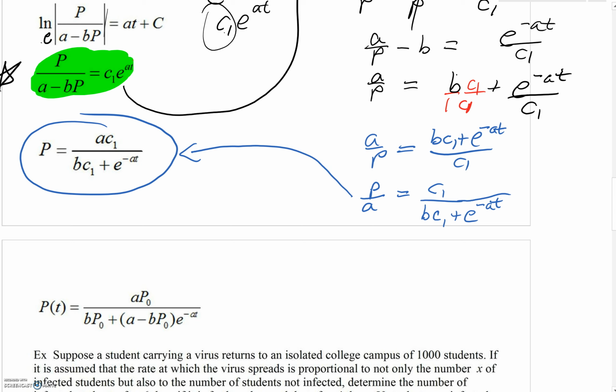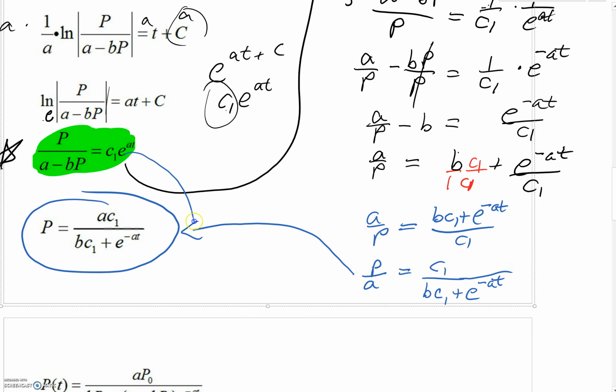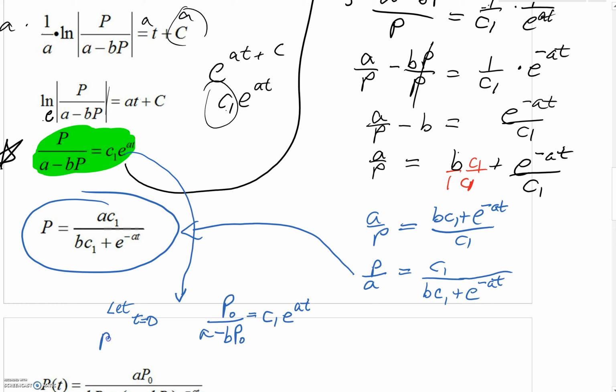If we were to go back to this green equation right here, I just want to bring something to your attention. If we let t equal 0, you can see that this right-hand side would just become e to the 0, which is a 1. We'd get a constant, this c1 e to the at. But remember, at t equals 0, that's really the beginning population. So that's super, super helpful.